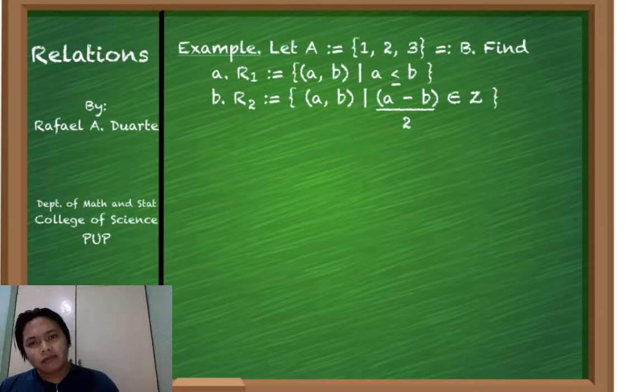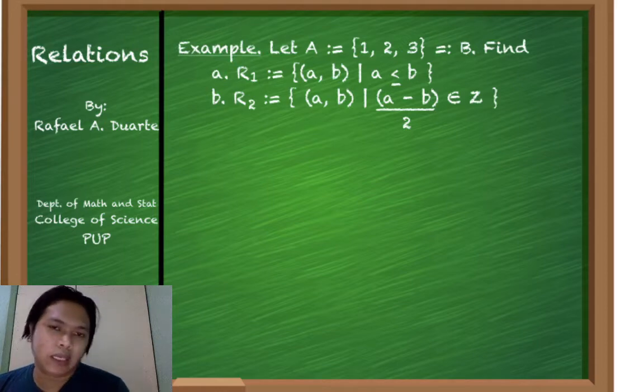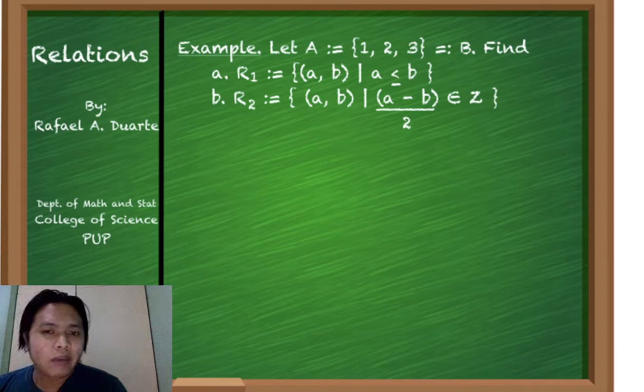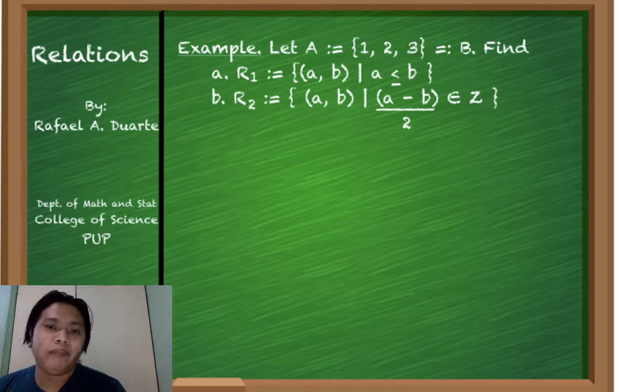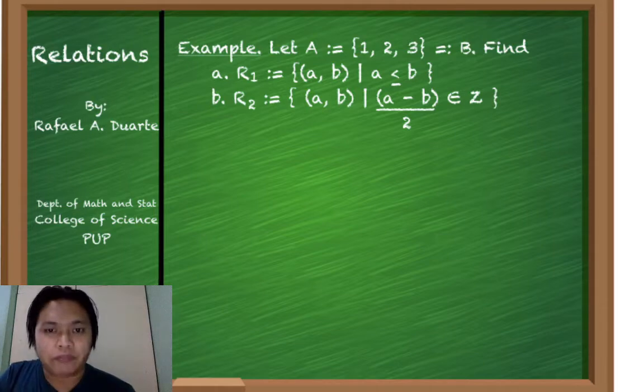For example, I have here set A equal to set B, with just three elements: 1, 2, and 3. You are asked to find relation R1, whose elements are the tuples (a, b) such that a is less than or equal to b. And relation R2 is the tuples (a, b) such that (a - b)/2 is an element of the integers.